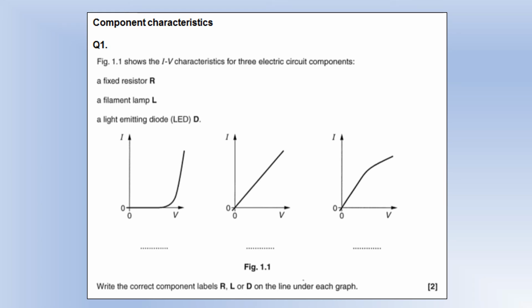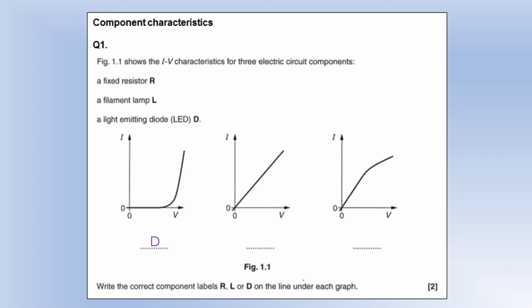Alright, so let's look at some past exam style questions on electricity. So we've got some IV characteristics for three components. We've got a fixed resistor, a filament lamp, and an LED. So first graph, we can see we're getting zero current for a range of potential differences, and then we get a sudden spike in current. That is characteristic of a diode of some kind, in this case an LED.